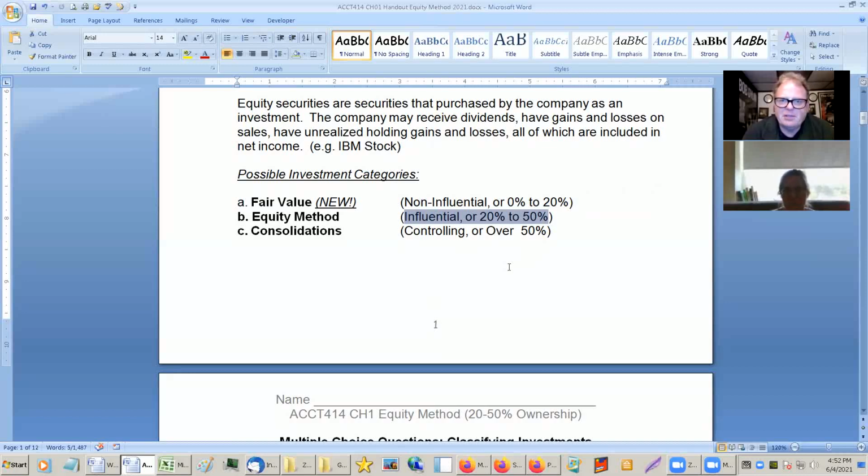Publicly traded, absolutely. If it's a small company and you own 40% of the stock and someone else owns the other 60%, probably not influential. Now, if you own 40% of the stock and there's 5 other people that own the rest of it, then you might be. So it really depends on the size of the company, more specifics. But if they don't give you this, they don't say whether it's influential or not, then you go to these standards.